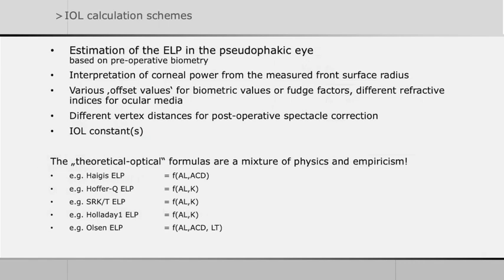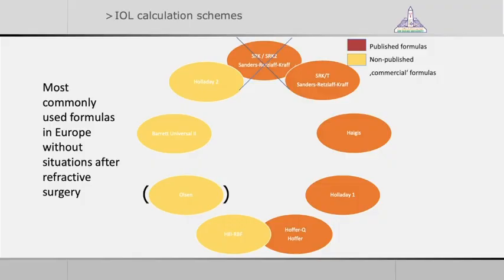They differ in their ability to estimate the effective lens position in the pseudophakic eye based on preoperative biometry, interpretation of corneal power from the measured front surface radius, various offset values for biometric values or fudge factors, different refractive indices for ocular media, different vertex distances for postoperative spectacle correction, IOL constants. These are the most commonly used formulas in Europe without history of refractive surgery.